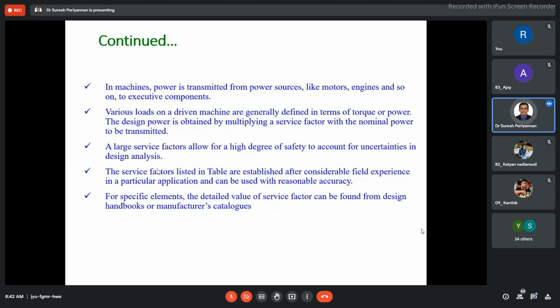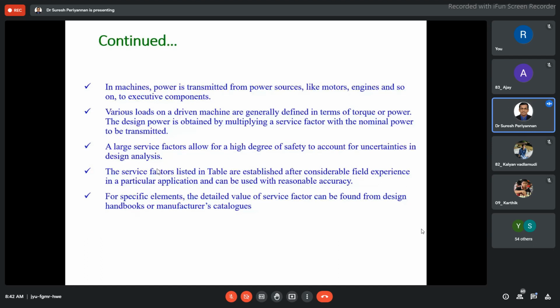Whatever we are transmitting the power from main source to executive components, say like IC engines to back wheel or motor to compressor, we are considering defined in terms of power or torque, right? The design power is obtained by multiplying the service factor with the nominal power transmitted. What is the service factor here?